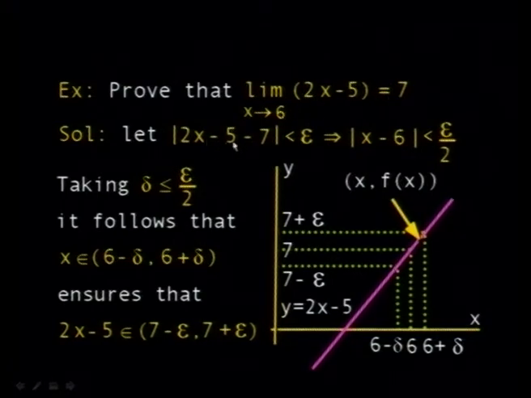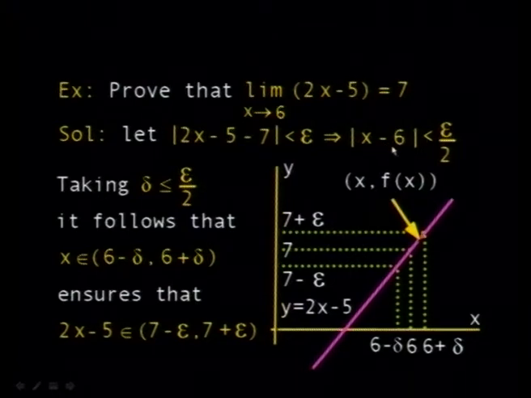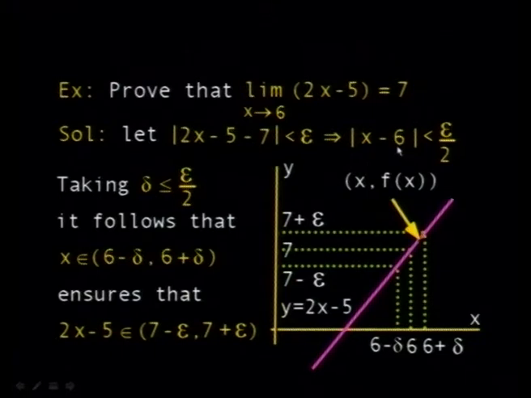So what we do, we subtract from 2x minus 5 the value 7, and we try to see whether this is less than epsilon when x minus 6 is less than delta. Of course, because 2x minus 5 minus 12 is equivalent to this. But this tells you what? It tells you x minus 6 is less than epsilon over 2. In other words, you have a point x in a deleted neighborhood of the point 6 and of radius epsilon over 2. So you take delta less than epsilon over 2.